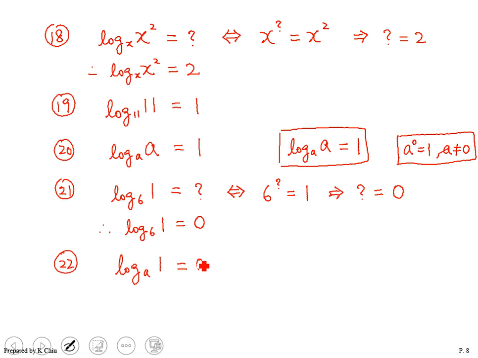Now indeed, that gives us another formula. Log 1 with the base a would be equal to 0. Now, of course, a cannot be 0. So far, so good, right?